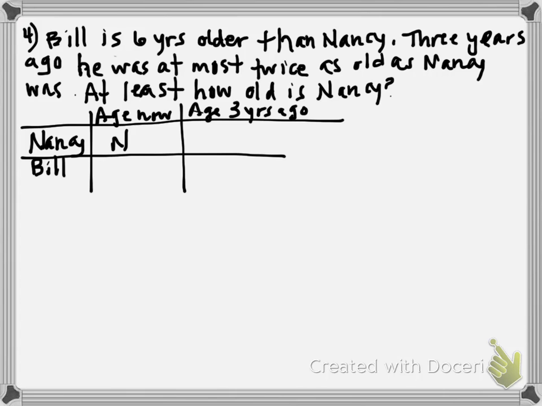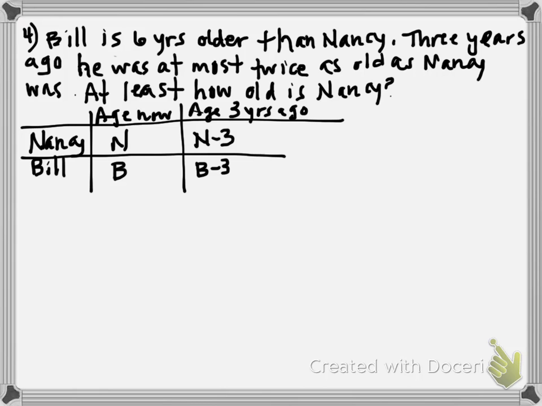So now I'm going to let Nancy be N and Bill be B now. And then 3 years ago he was at most twice as old. So 3 years ago she would have been N minus 3 and he would have been B minus 3. So again, all this is I'm defining variables. Okay, so now what we're going to do is translate into equations.